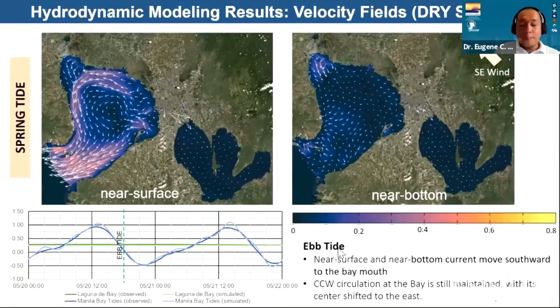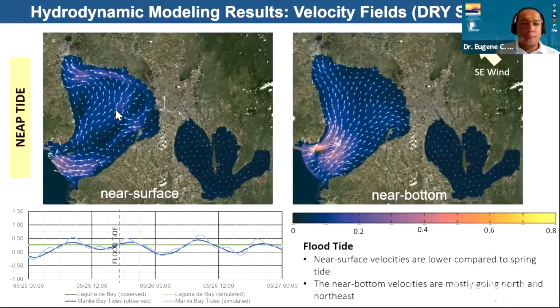And then for the ebb tide condition, on the other hand, ebbing is the condition from high tide going to low tide. So much of the tidal waters are moving out of the bay. As you can see here, for the near surface and the near bottom, there's a difference in flow dynamics, which is very representative of the estuarine flow condition. When we say estuarine flow condition, there's a separation between the near surface and the near bottom flow dynamics. As you can see here, the near bottom is sluggish but moving inside the bay, but the near surface is ebbing and moving out of the bay with a counterclockwise flow direction.